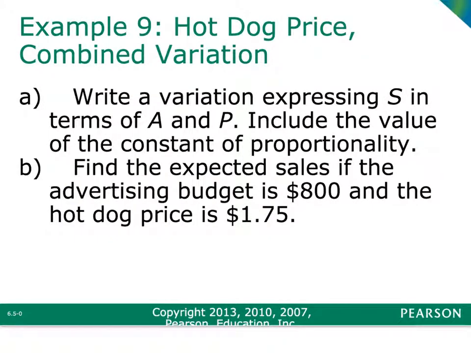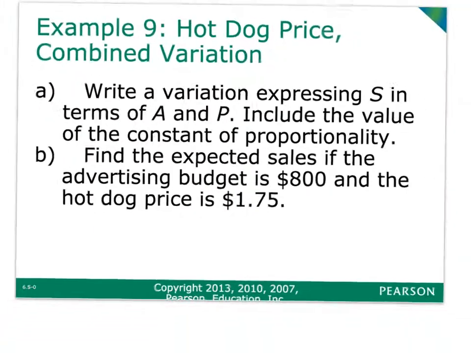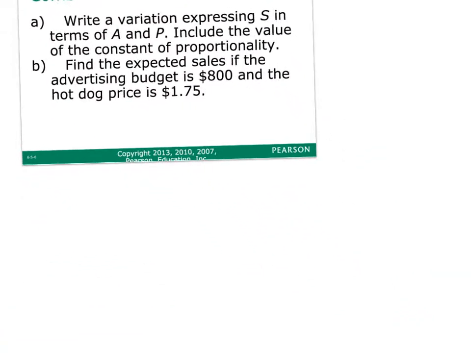Okay, so the first question said, write a variation expression for S in terms of A and P. Include the value of the constant of proportionality. Okay, we already did that. We came up with S equals 14A over P. That's our answer to part A. Now we're going to have to use that to do the part B portion.